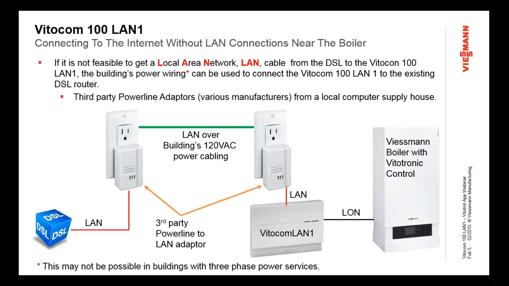But essentially you have one module that plugs into a receptacle in the boiler room. You're going to have a receptacle in the boiler room because the Vitocom LAN1 has to be plugged in. And the other one plugs into the receptacle at the DSL router. Again, you're going to have a receptacle there because the DSL router has to be plugged in. So you're not adding any hardware in the building. All you're doing is adding these two little modules. They come with the LAN cables. You connect them then to the devices, the router and the Vitocom LAN 1. And crystal clear, bang, there you go. You've got internet connectivity through the line voltage in the house.